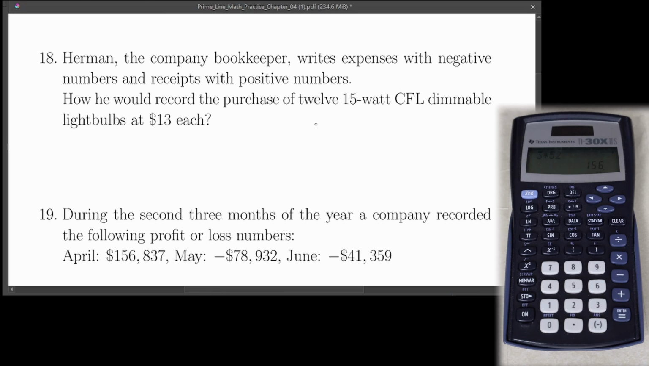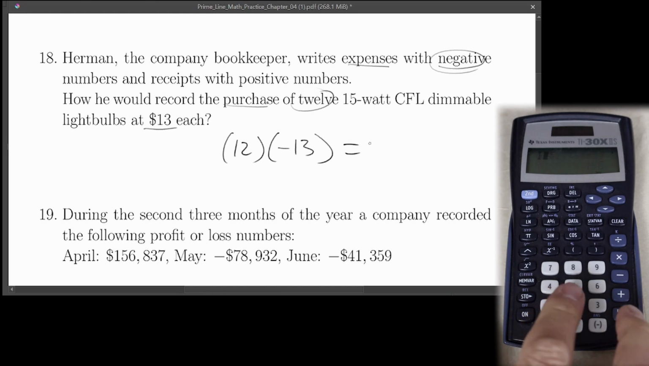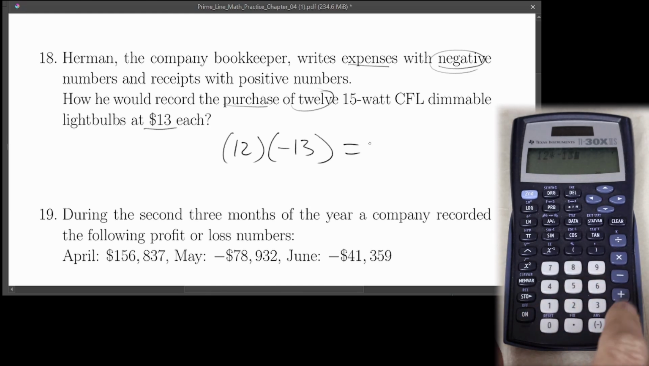For 18, same story with the expenses as negatives, receipts as positive. So he is purchasing, which is an expense, which means it's negative 12 at the cost of $13. And we get a negative 156.